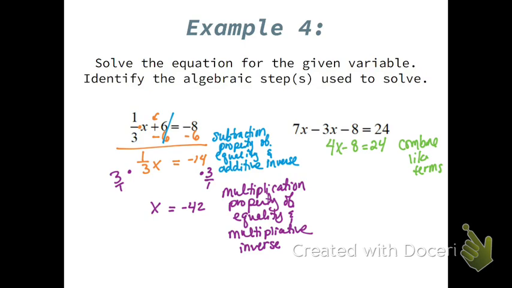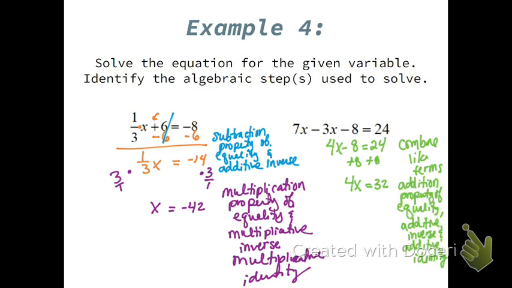Then from here, we're going to add 8 to both sides to get 4x equals 32. And again, we're kind of doing two things in one there. We added the same number to both sides, so that's my addition property of equality. And on the left-hand side, we had the negative 8 plus 8, which equaled 0. And that is my additive inverse. And then it canceled out to give me just the 4x, because anything plus 0 is itself. That's my additive identity.